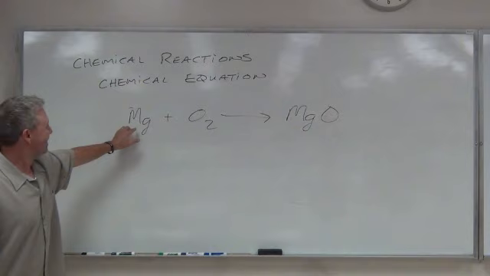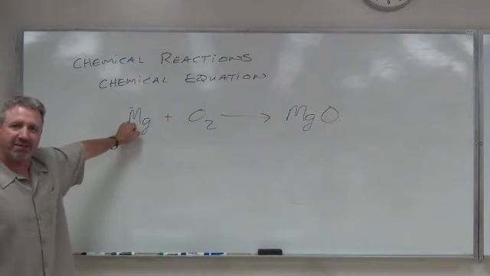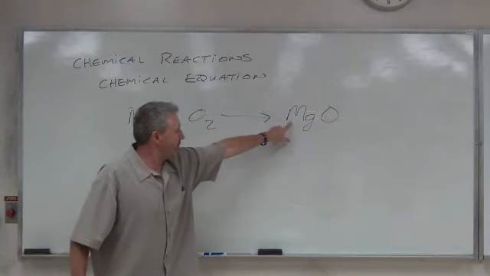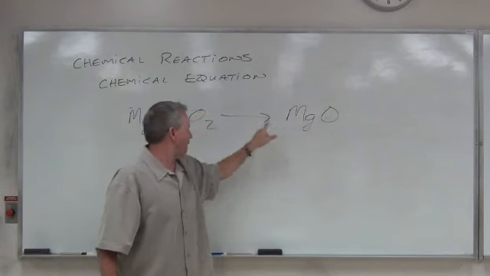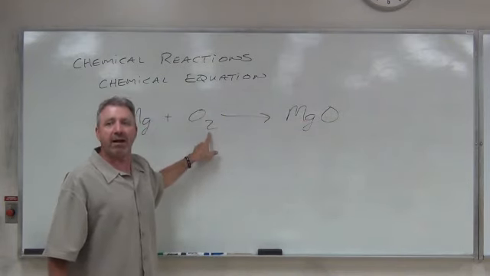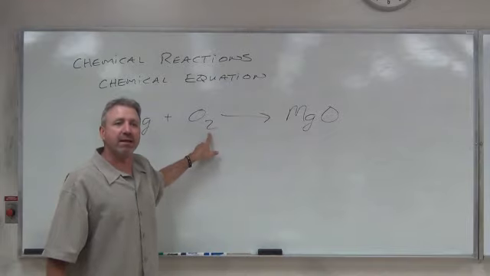Magnesiums and oxygen. How many magnesiums on the left? One. How many on the right? One. Balanced. How many oxygens on the right? One. How many on the left? Two. They're not balanced. So how do we balance it?